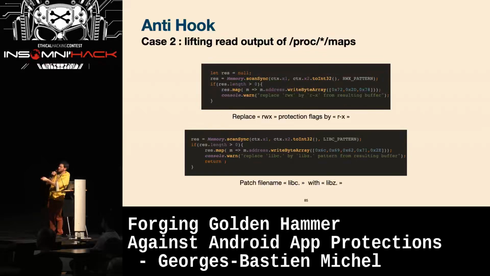It is just an example of how to patch the output buffer of the read syscall using Frida. It uses the Memory API scan sync in order to search, for example, RWX patterns and replace it, in this case, just by r-x. Be aware when you do that: if you use a write byte array, you should keep the same length.